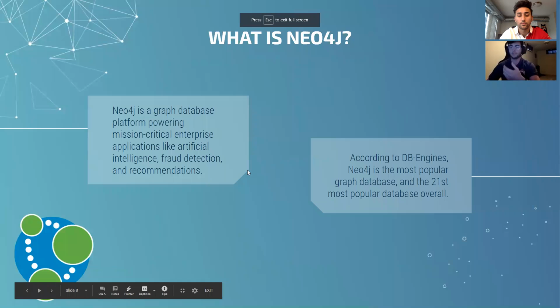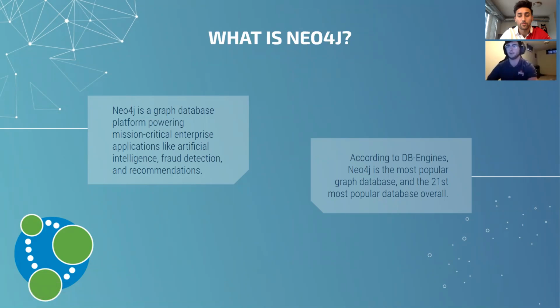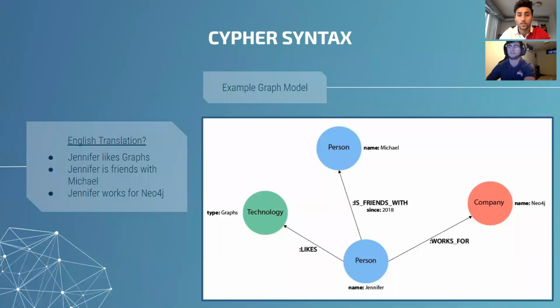So then going back to our presentation, Neo4j allows us to get data into Python and have it in a very visually appealing way where we can perform queries and data analytics on it. So here's a quick Cypher syntax example of a graph model. On the right there, it uses the different components of the Neo4j syntax, and it's a bit confusing. However, if you look to the left, it's sort of an English translation, where you see that Jennifer likes graphs, Jennifer is friends with Michael, and on the last relationship there, Jennifer works for Neo4j.